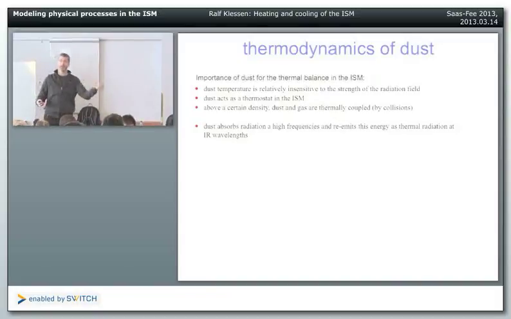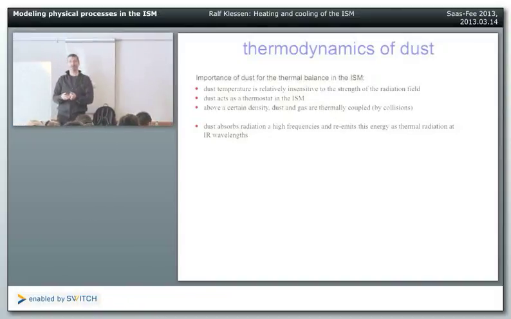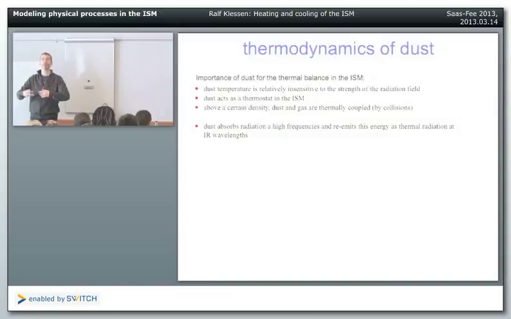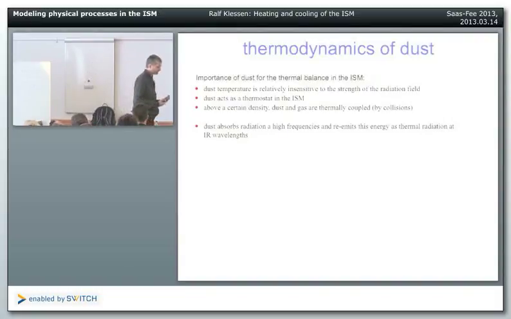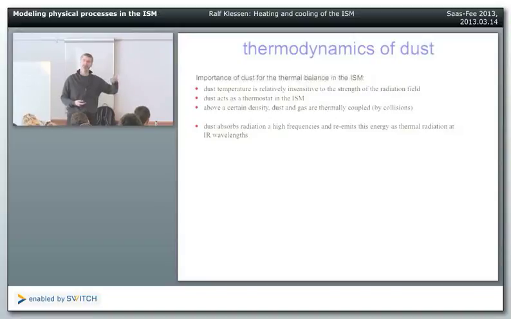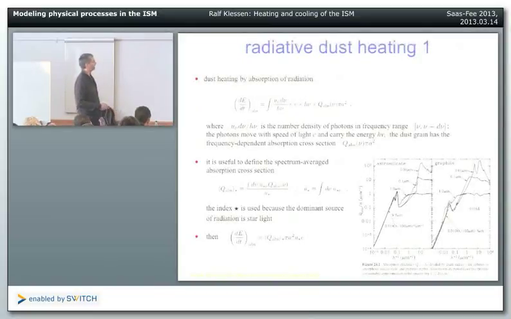And because gas can collide with dust, some of these thermostat abilities, properties, are then given to the dust also. So above a certain density, as we have already seen in these temperature density diagrams, the gas gets coupled thermodynamically to the dust. So how does this work? Let us first look at the radiative heating of dust.